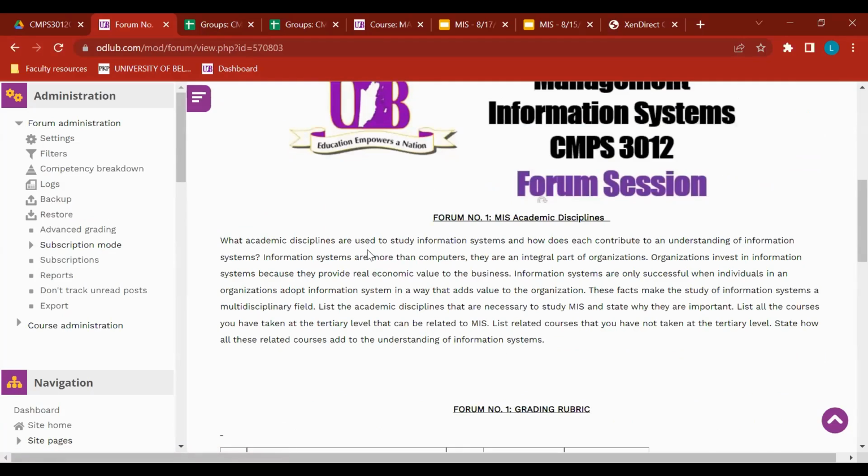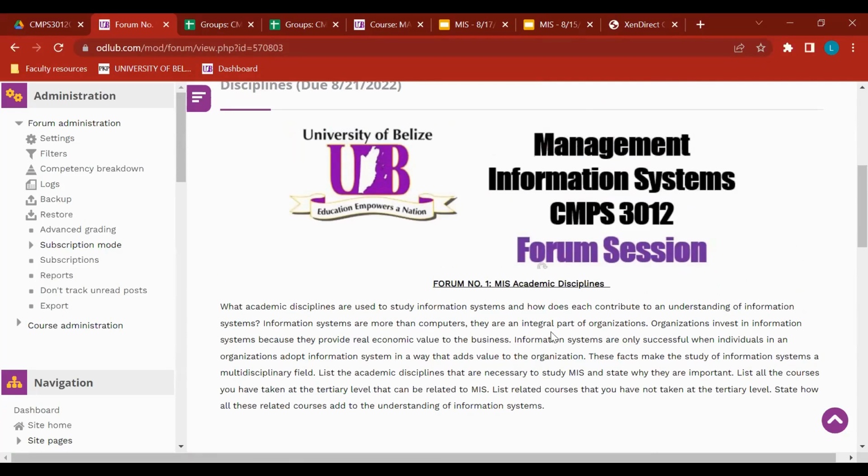In Forum 1, you're looking at what the academic disciplines are that are used to study information systems and how each of them contributes to your understanding of the system. You're also going to think about courses you've done that might fall under these subcategories, as well as courses you may do in the future, or maybe haven't done as yet, but that can also fall into those categories.